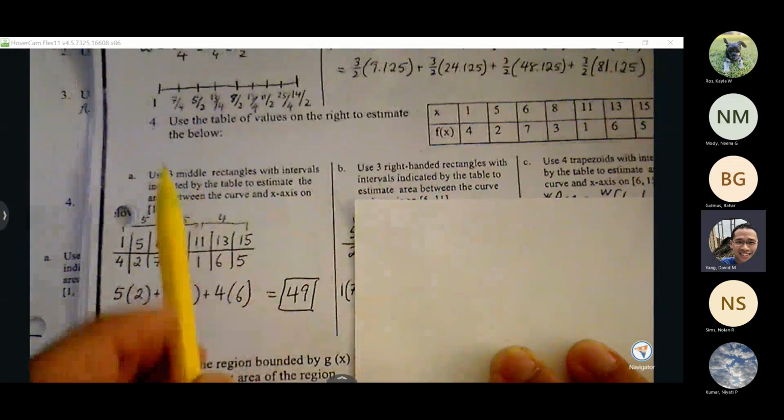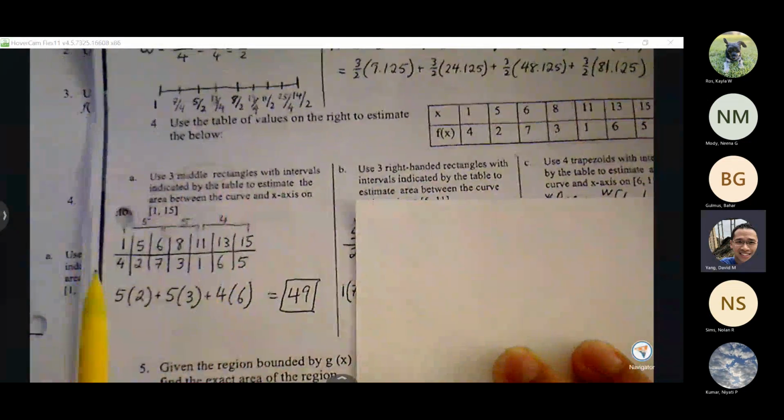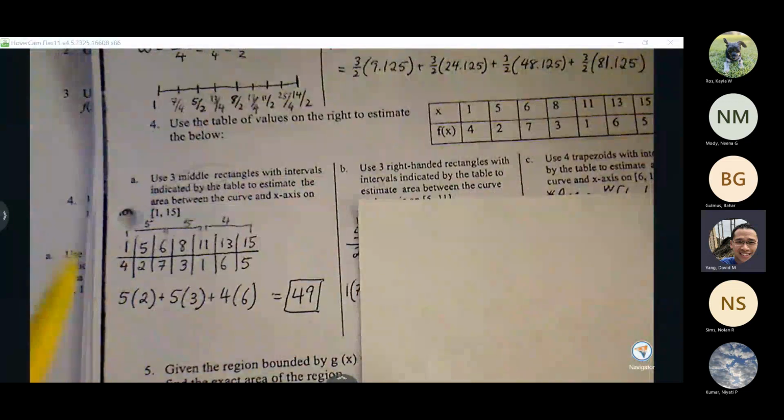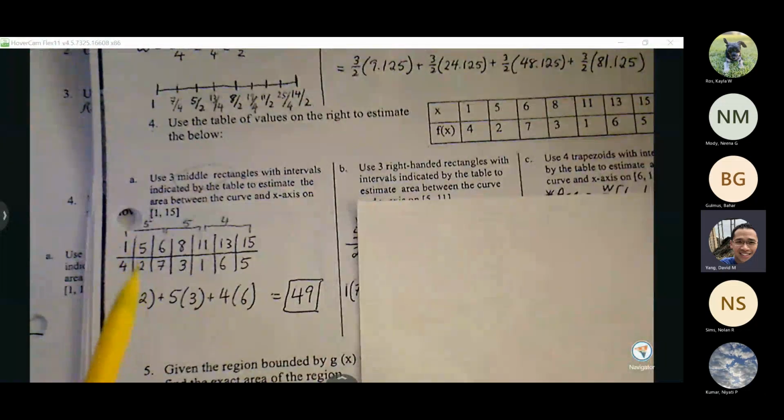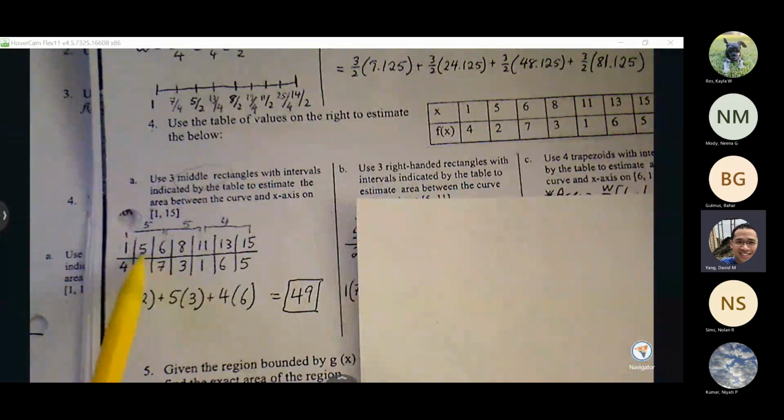And then it's asking for 3 middle rectangles. So middle is in relation to the endpoints. We're not going to find the average. Now, 5 is not technically the midpoint between 1 and 6, but it is, quote unquote, the middle. It's between 1 and 6. So we're going to take whatever they give us. So we're going to go with the height from that 5, which is 2. So width times height, 5 times 2. That's the area of your first rectangle.